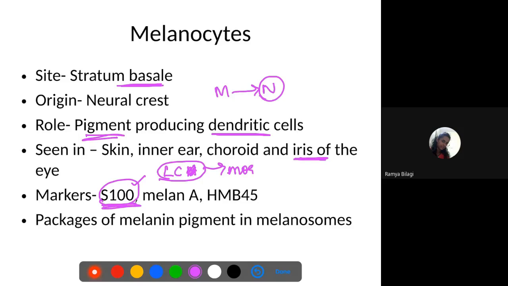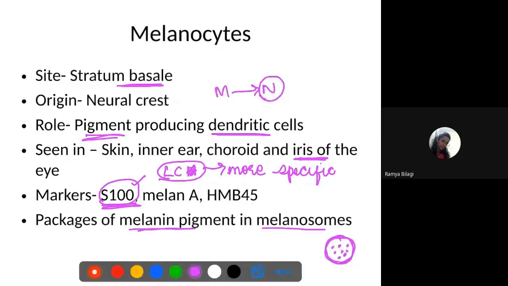For Langerhans cells, it is more specific. So, what are melanocytes? What do they contain? They contain melanin pigments in a packet of melanosomes. So, these are the packets of melanosomes having melanin pigment within them.